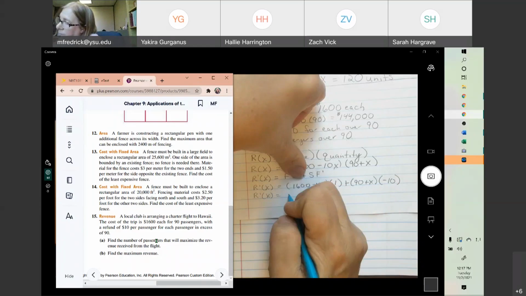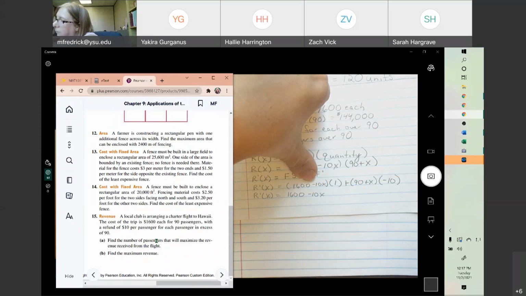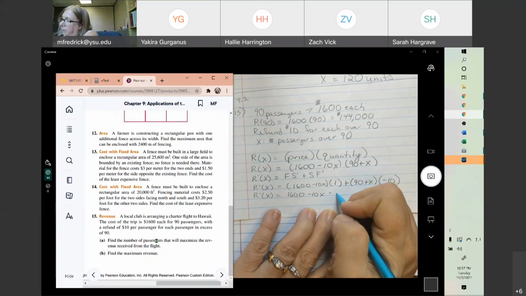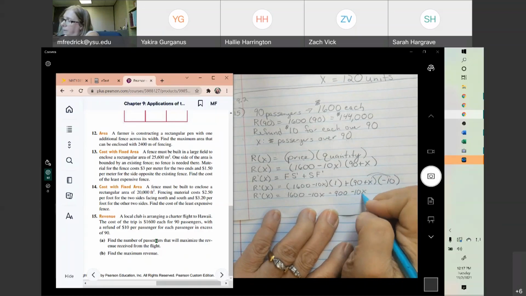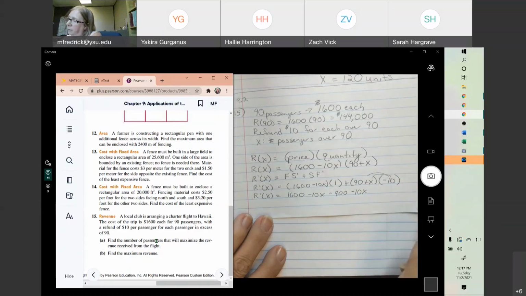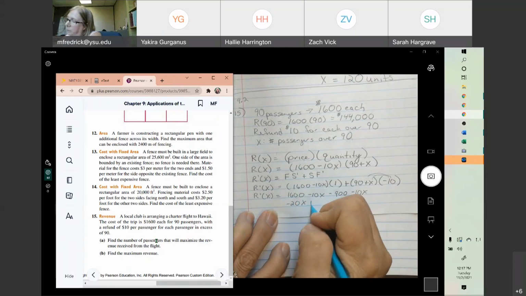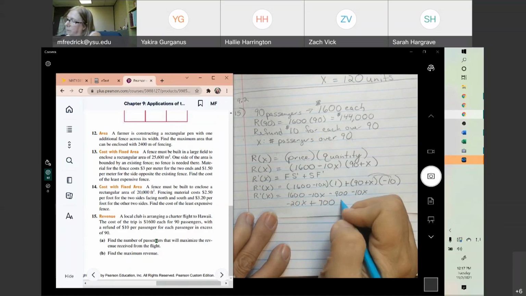We have distributing the 1600 minus 10x. And here we have a negative 900, distributing the negative 10, and negative 10x. Combine like terms, negative 20x plus 700.